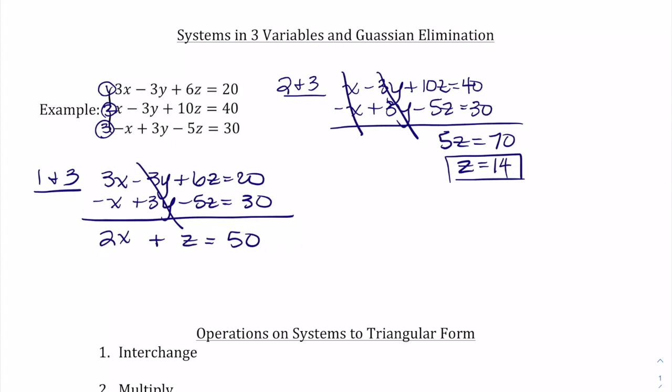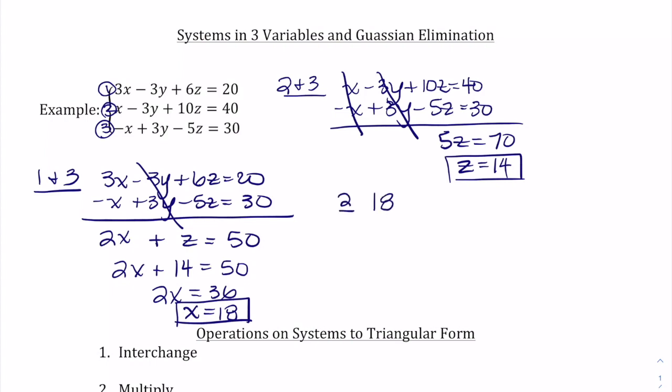So I would have 2x plus 1z is equal to 50 when I add those equations together. I know that z is 14, so we're going to make that substitution. I would subtract that from both sides, divide by 2, and so I know that x is equal to 18. Then the last step is just to go back and pick one of these 3 original equations. It doesn't matter. I'm going to take equation 2. I plug in 18 for x. I'm going to plug in 14 for z. And then we're just going to solve this equation for y.